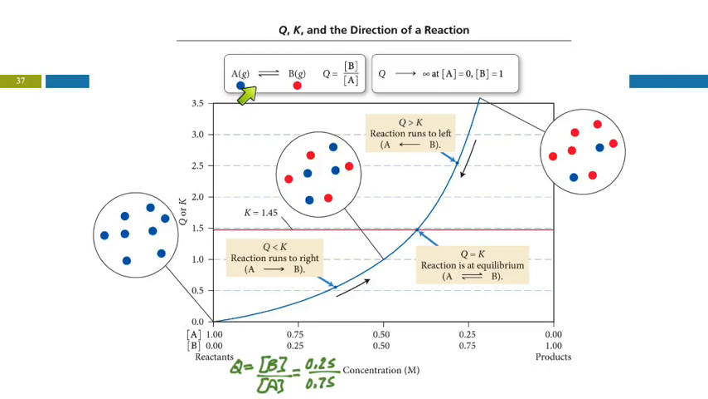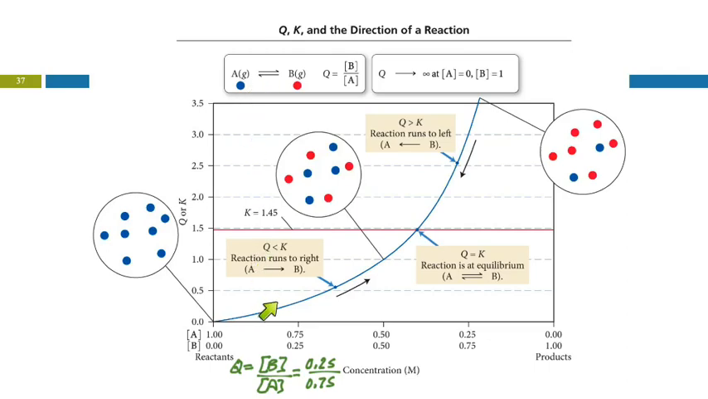Yeah, so what does it mean running right or left? So this is an equilibrium. That equation is going in, or the reaction's going in both directions. And it's important to remember that at equilibrium, we still have the forward and the reverse reactions occurring. It's just that the concentrations don't change anymore.